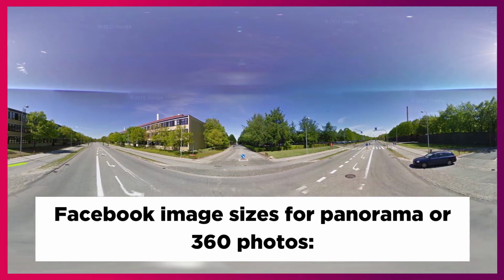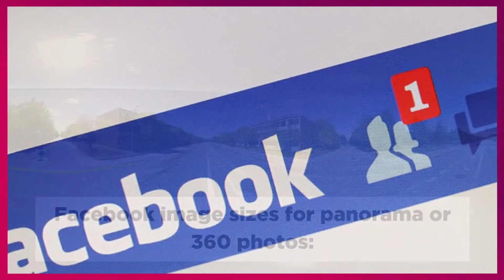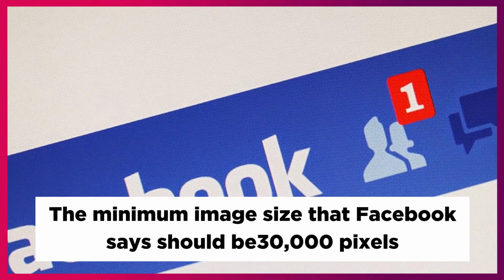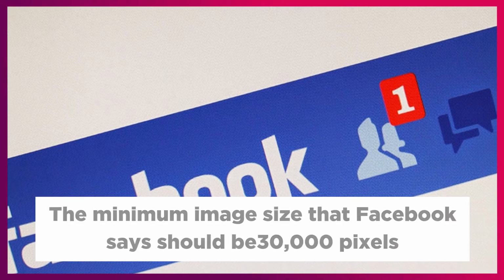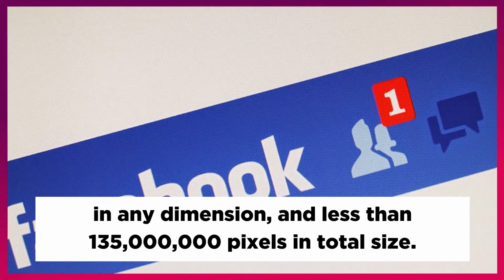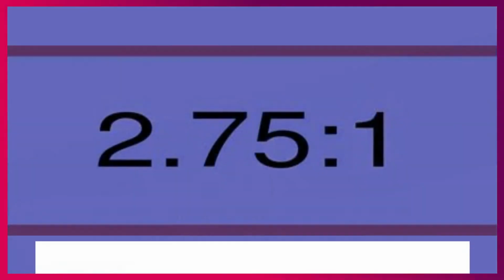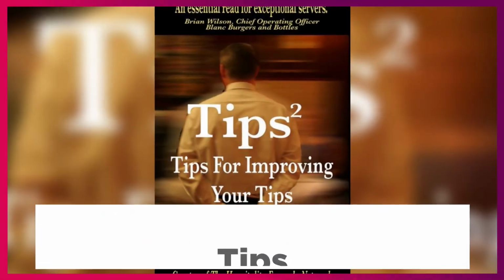Facebook image sizes for panorama or 360 photos. The minimum image size that Facebook says should be 30,000 pixels in any dimension, and less than 135 million pixels in total size. Aspect ratio, 2:1. Tips.